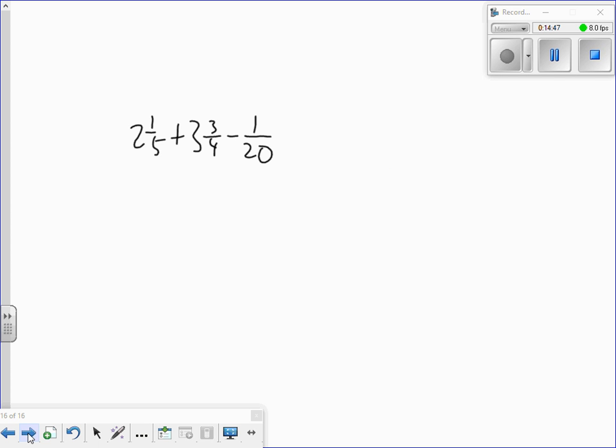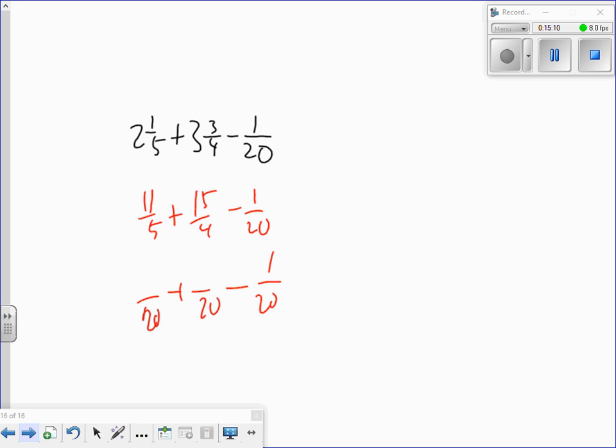And your last question is your addition and subtraction of fractions. I'm going to change them all into improper. So 11 fifths plus 15 quarters take away 1/20th. Make your equivalent fractions. This one won't change.